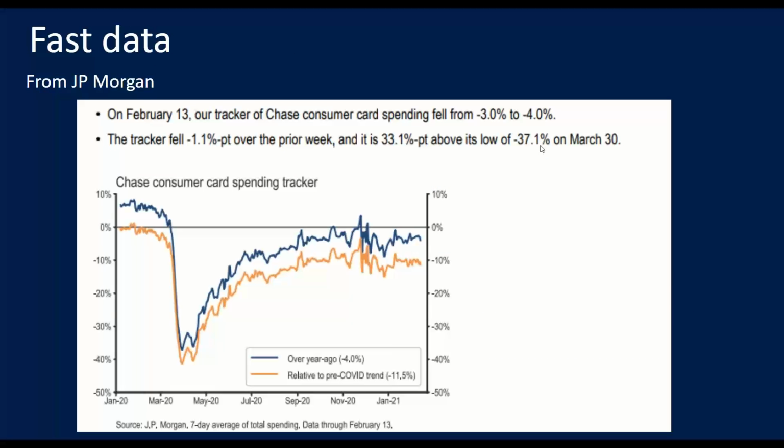All right, and then some of the fast data. We look at this stuff for a year. When we started doing this, the situation with the coronavirus and the economy was moving so fast that we couldn't really look at things like unemployment and some of those things.